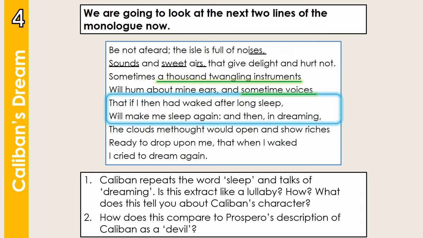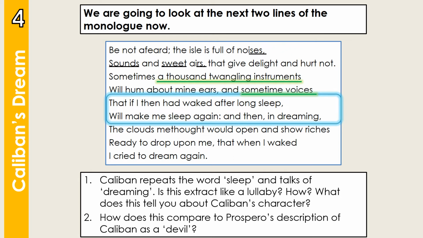So, questions at the bottom, things I'd like you to write down and think about on your sheet. Caliban repeats the word sleep and talks of dreaming. Is this extract like a lullaby? Possibly yes. So, how is it like a lullaby? What does this tell you about Caliban's character? And the second one, how does this compare to Prospero's description of Caliban as a devil?